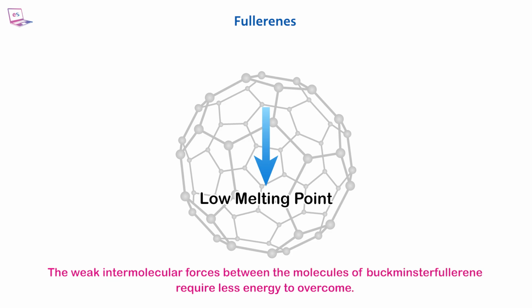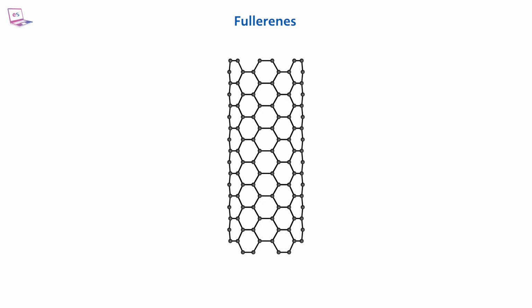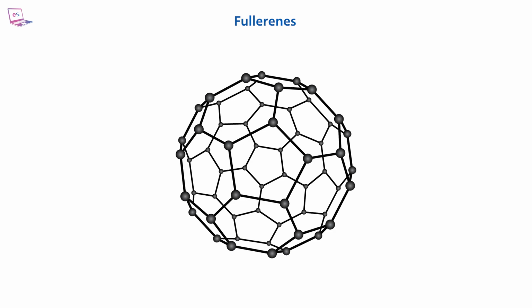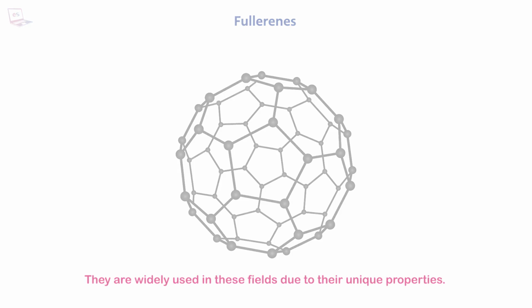A nanotube is a cylindrical shaped structure made from a single layer of graphene. It conducts electricity through delocalized electrons. It consists of carbon atoms that are arranged in cylindrical tubes. They possess remarkable tensile strength, and they are incredibly resistant to breakage when subjected to pulling forces. Fullerenes have various applications, such as drug delivery, high-tech electronics, and lubrication. They are widely used in these fields due to their unique properties.